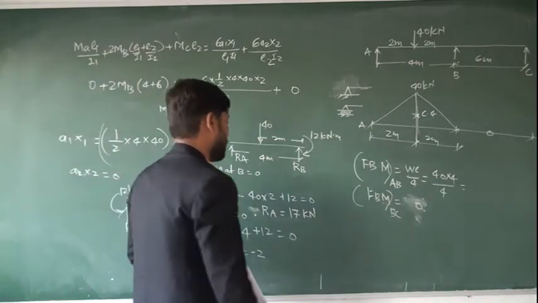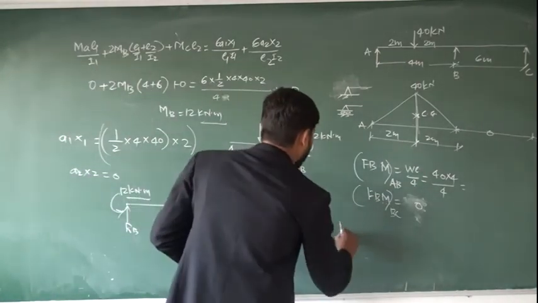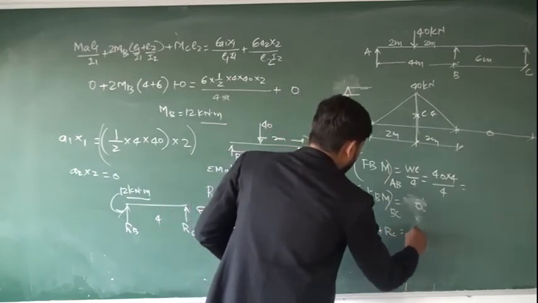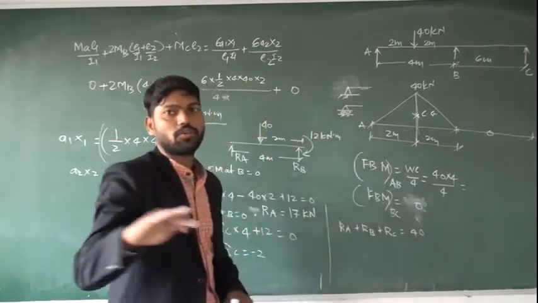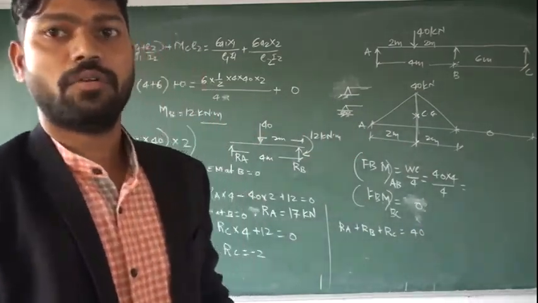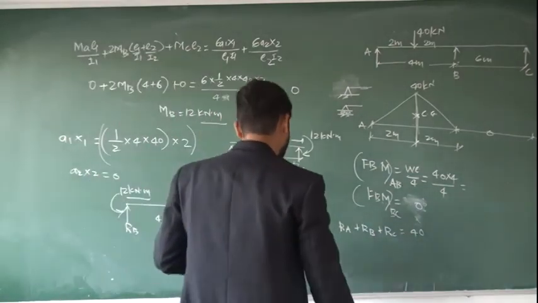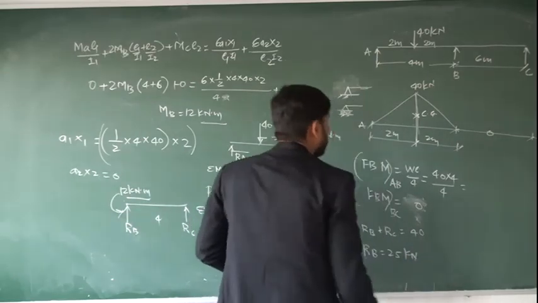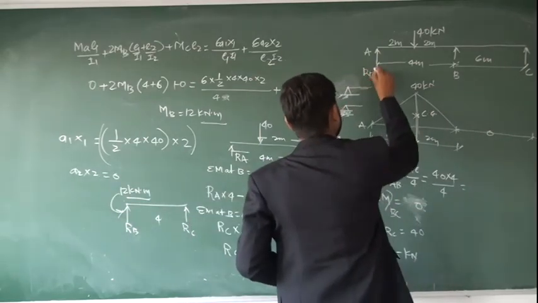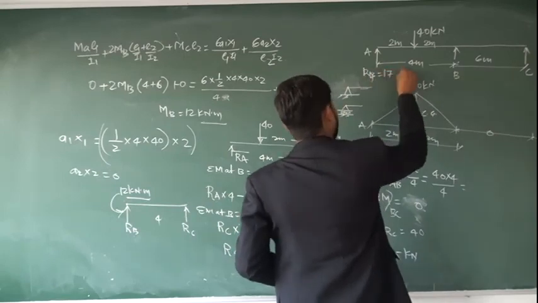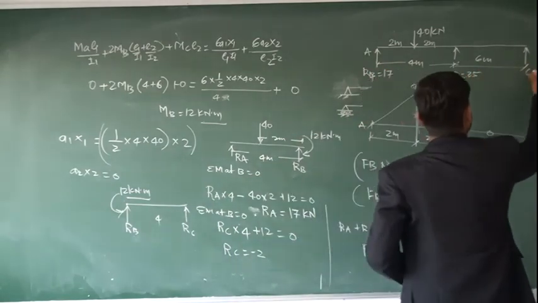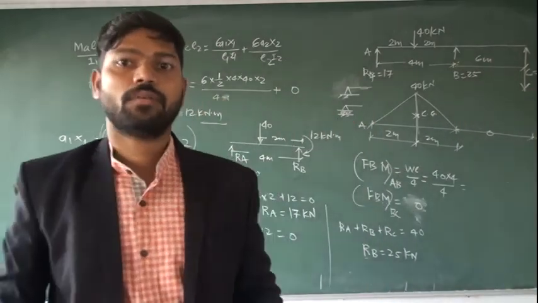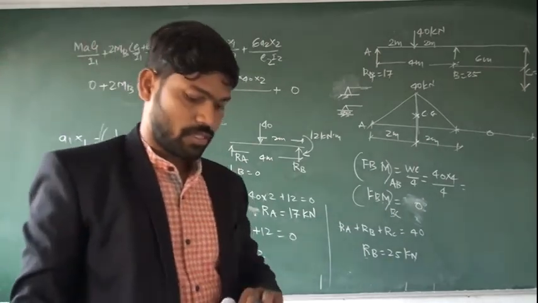Okay. Now what about RB? RA plus RB plus RC is equal to 40. Total reaction is equal to total load. So from this you will get RB as 25. So this is 17 RA, RB 25, and this is minus 2. Minus 2 means it will act downward. Okay. So this is how you can solve.